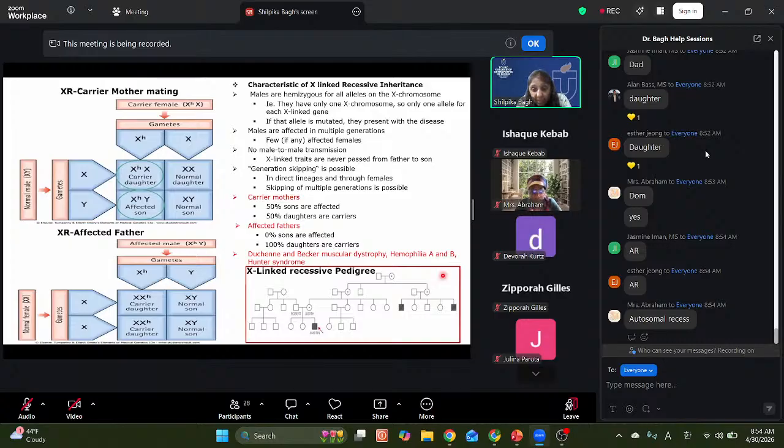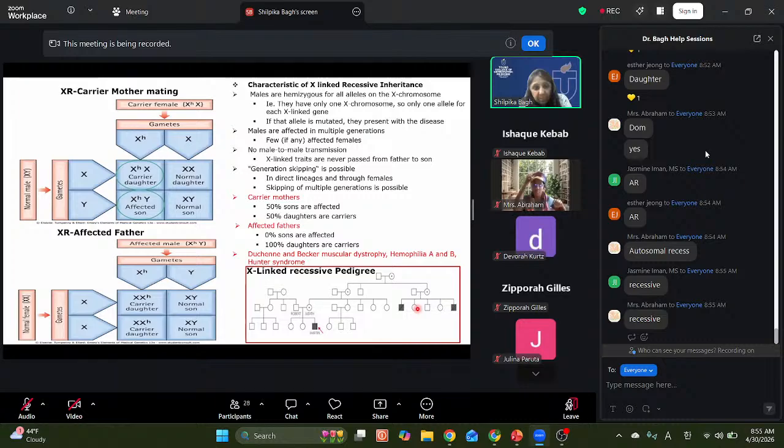Is this dominant or recessive, first of all?